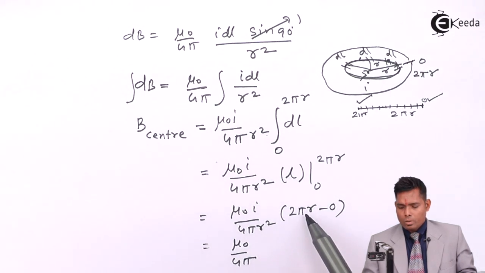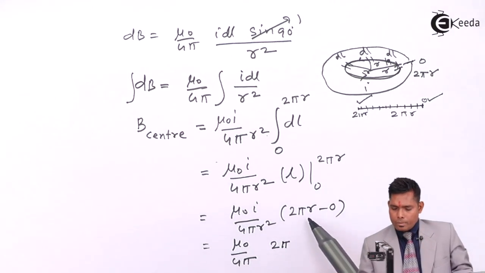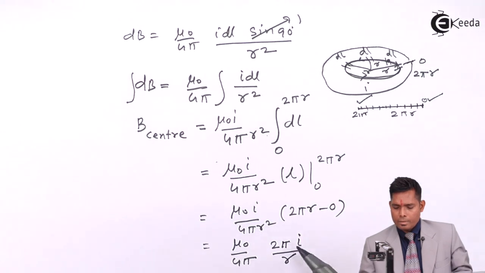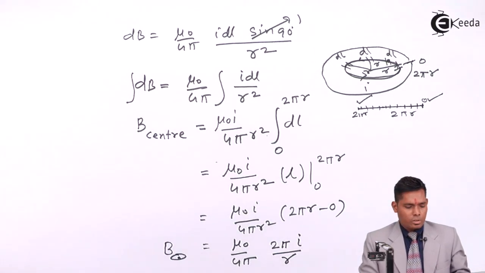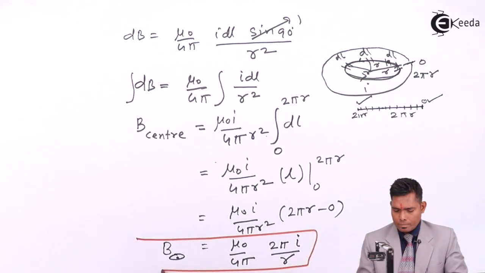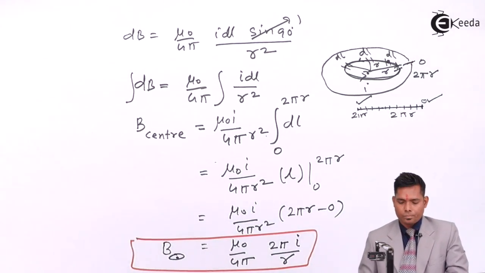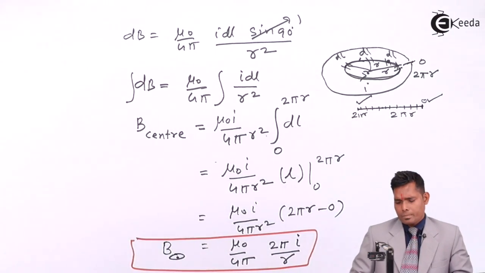4 pi, 2 pi, 1 r will cancel. I divided by r, so 1 r will cancel, 1 r is left, there is no r over here, and 2 pi I is over there. So this is the magnetic field at the center of the circular coil. This is the formula to remember: mu 0 upon 4 pi, 2 pi I upon r.